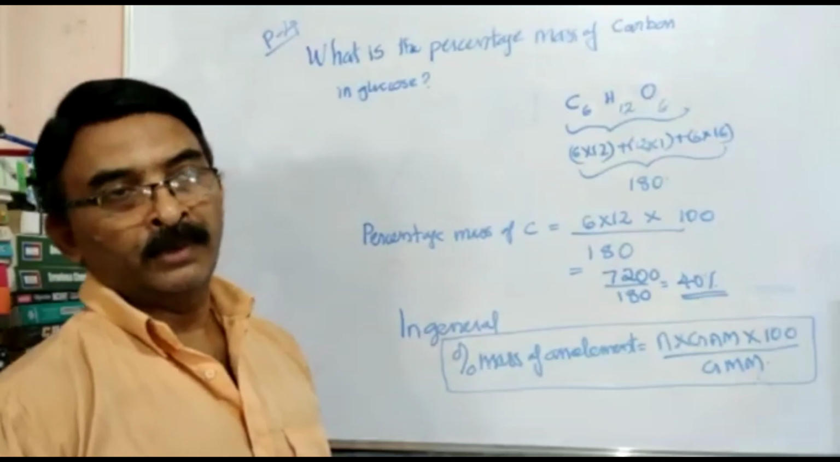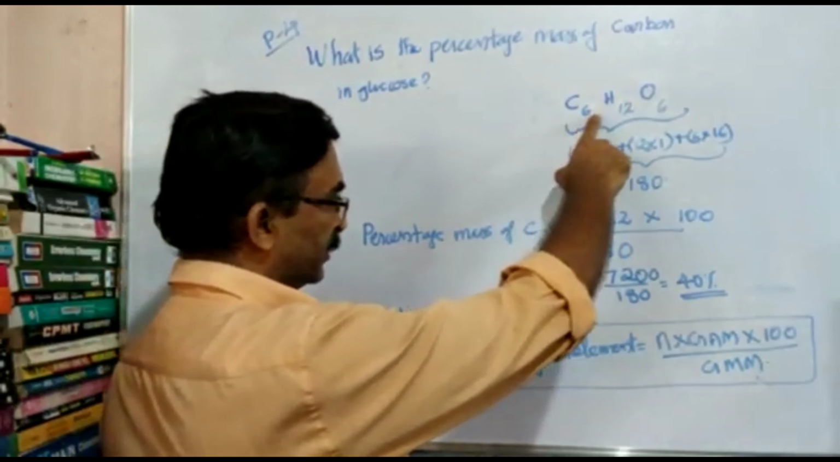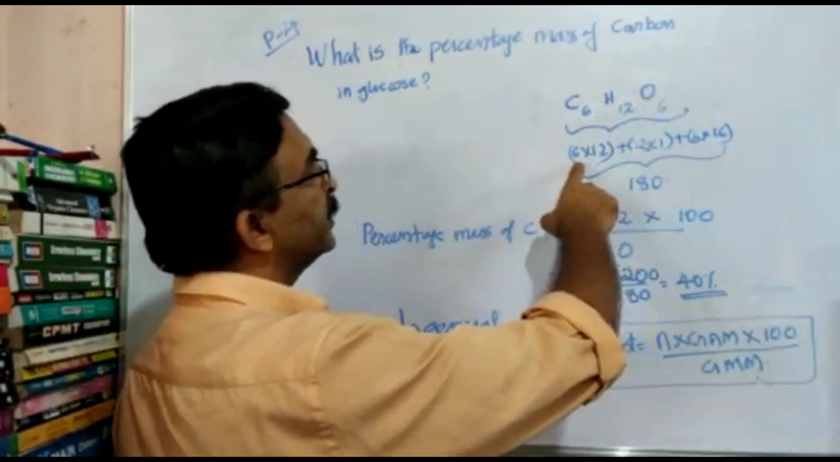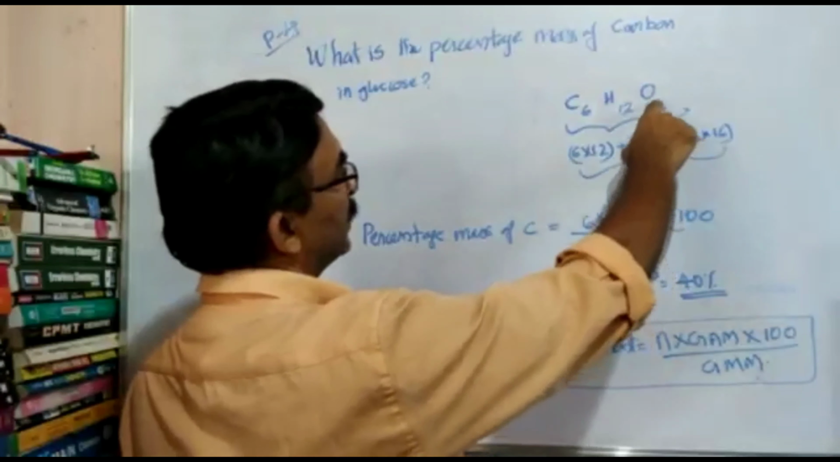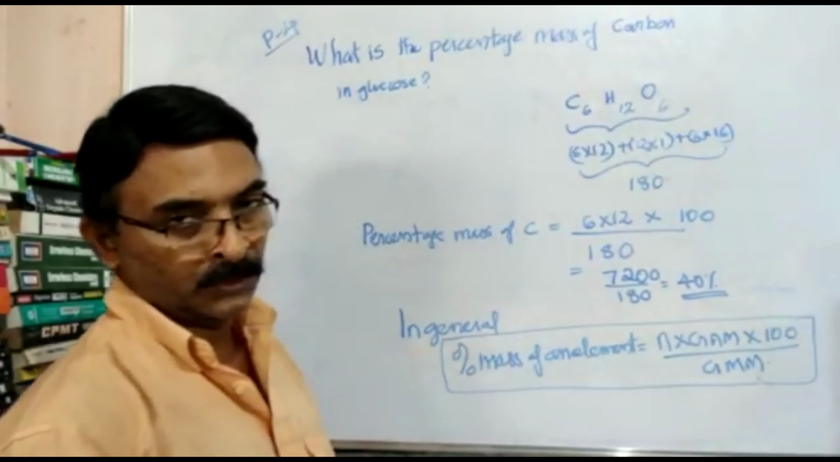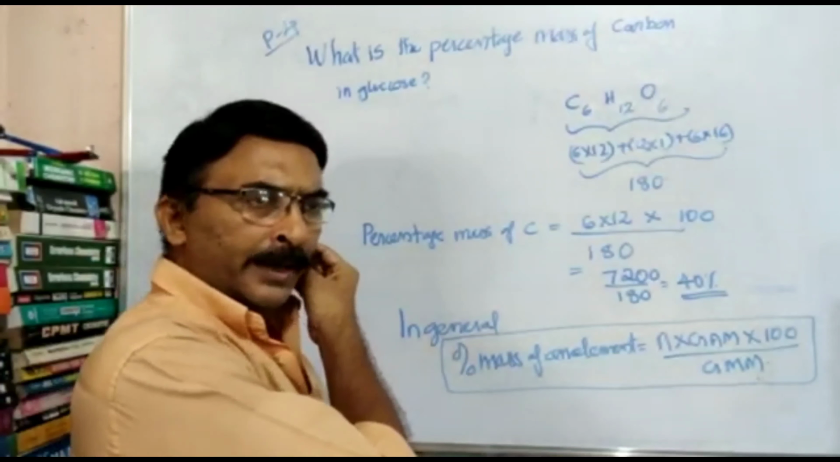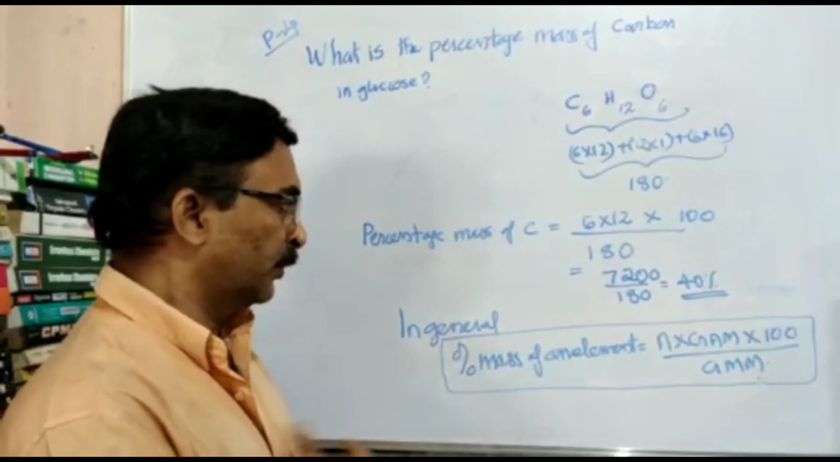To solve this, we must know the formula as well as the molecular mass of glucose. Glucose is C6H12O6 and its molecular mass is 6 into 12 plus 12 into 1 plus 6 into 16, summing up to 180. So the molecular mass of glucose is 180. And you want to know the percentage mass of carbon in glucose.